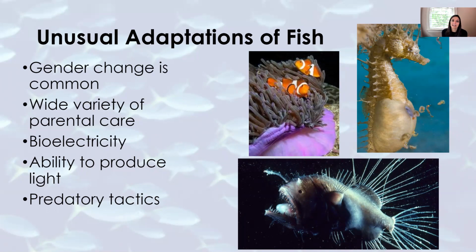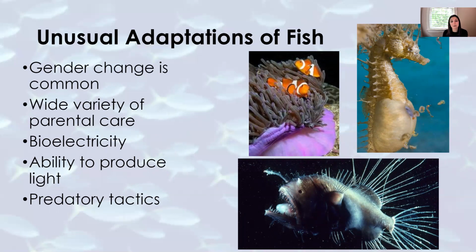Fish display a wide variety of parental care. So lots of fish, the female lays the eggs, hopes that a male comes along, and that's the end of that. The other end of the spectrum is the seahorse, where the female deposits eggs in the male's brood pouch. They develop in there, and when the eggs hatch, it looks like the male is giving live birth to the baby seahorses. That can increase the survival of the seahorses because the eggs aren't getting preyed upon. They're nice and protected in that brood pouch.